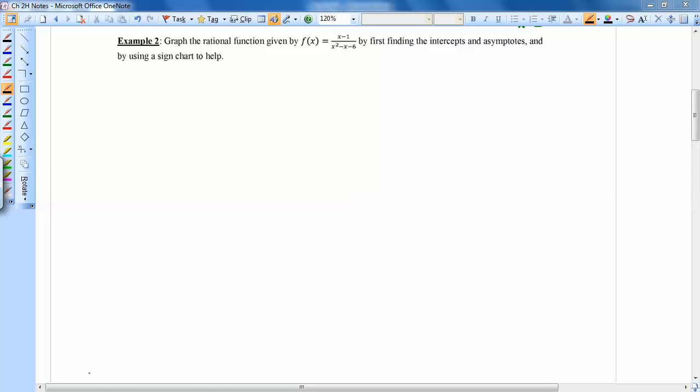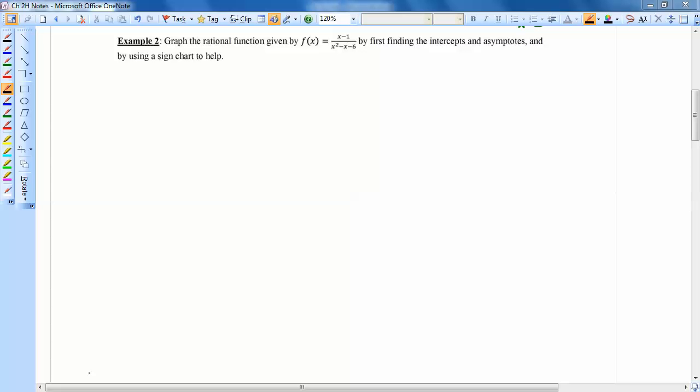Okay, so this is example 2 from the chapter 2H notes packet. In this one, we've got this rational function, f of x equals x minus 1 over x squared minus x minus 6. And it says graph it. There's going to be a method that we use to graph these things. We're always going to find x-intercepts, y-intercepts, any horizontal asymptotes, any vertical asymptotes, and then we're going to make a sign chart.